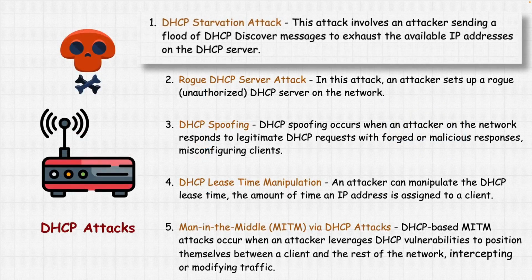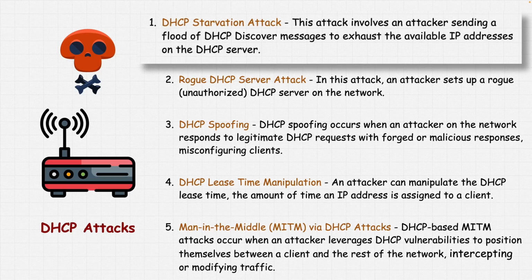The first one is the DHCP starvation attack. This attack involves an attacker sending a flood of DHCP Discover messages to exhaust the available IP addresses on the DHCP server. The attacker spoofs multiple MAC addresses and sends repeated DHCP requests. Since the DHCP server assigns a unique IP to each MAC address, it eventually runs out of IP addresses. When legitimate clients attempt to connect to the network, there are no more IP addresses available.